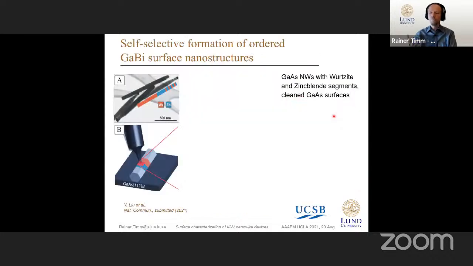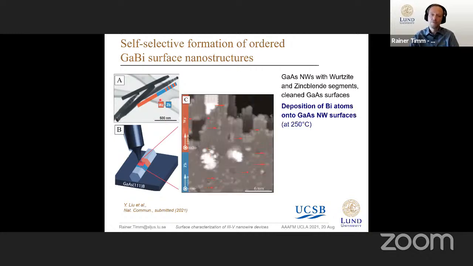All right, what else can we do with these crystal phase heterostructures? We can use them as a template for growing materials on top. In this example, what you can see is an SEM image. These are, again, gallium arsenide nanowires, which have different crystal phases, again Wurtzite and zinc blende alternating segments. And what we did with these surfaces, we cleaned them, and then we exposed them to a small amount of bismuth atoms, less than half a monolayer of bismuth atoms. And you can see in this image these bright dots, these are bismuth atoms. Otherwise, we have rows of arsenic atoms.